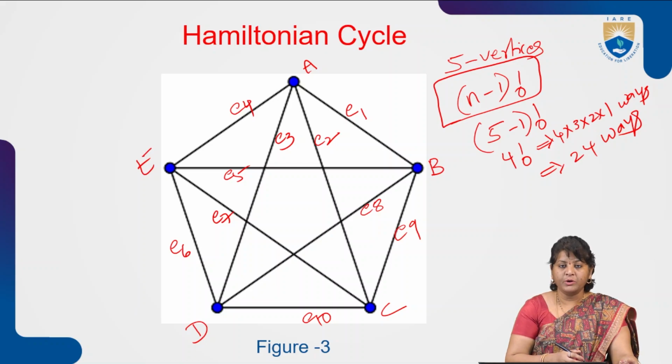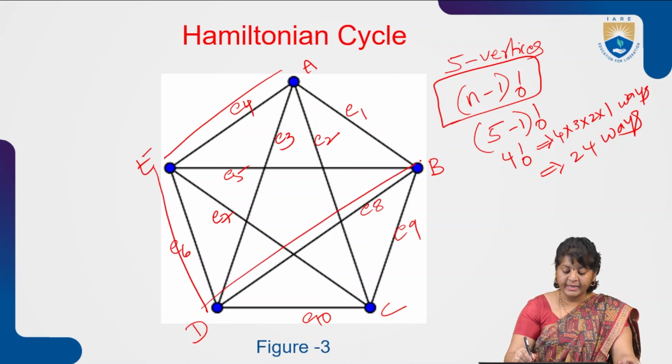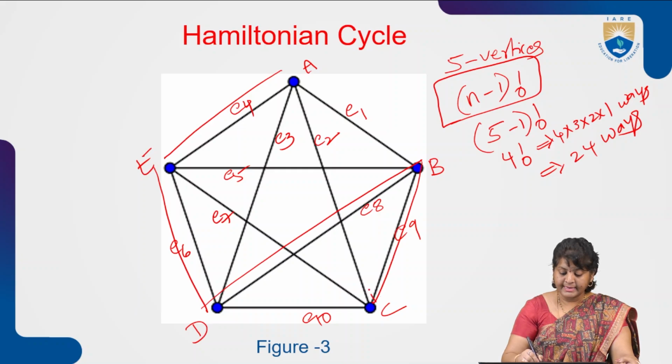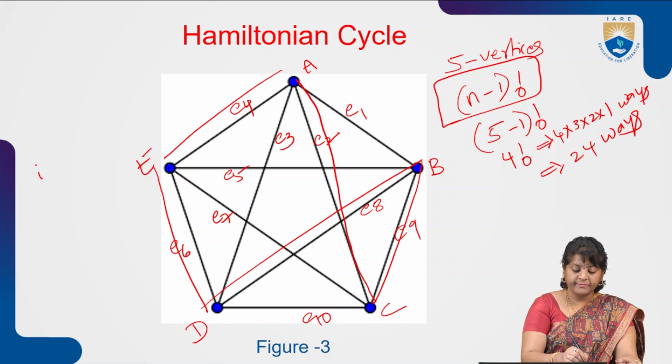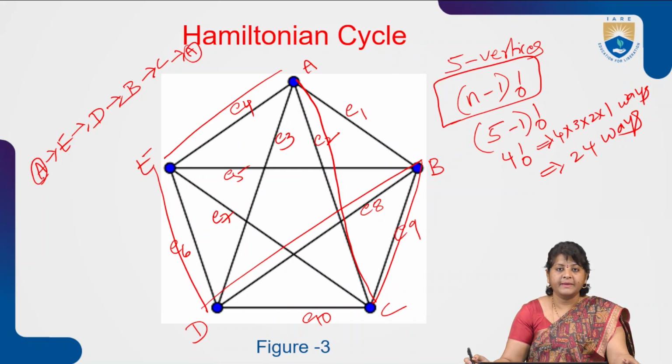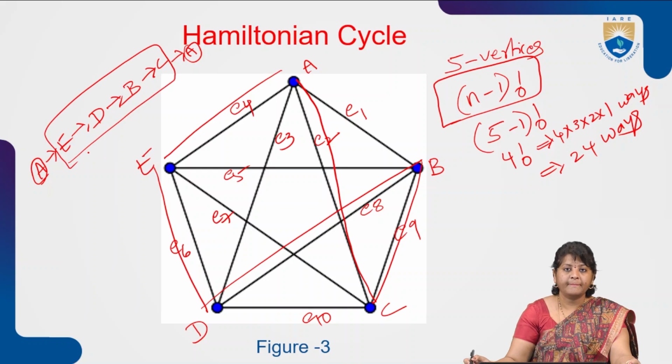One of the possibilities we will find out: from A to E, E to D, D to B, B to C, and C to A. So here the first possibility is A to E, E to D, D to B, B to C and C to A. The starting and ending vertices are the same, and each vertex is visited only once.